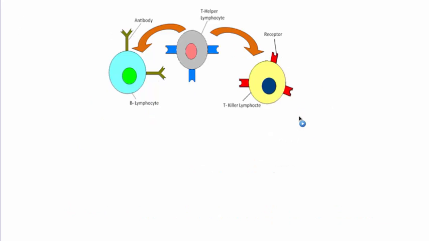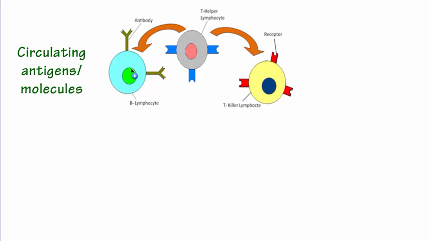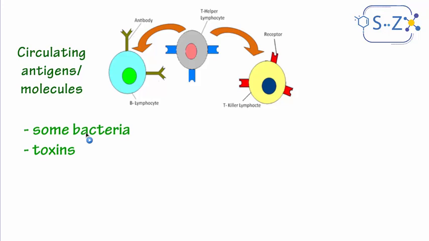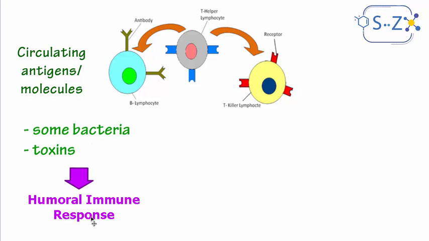What is the criterion? First, if the antigen is a circulating antigen or a molecular antigen, the T helper lymphocyte will activate the B lymphocyte. What do we mean by circulating antigen or molecules? For example, some types of bacteria, toxins, etc. And in this case, when the T helper lymphocyte activates the B lymphocyte, a humoral immune response takes place, which is one type of specific immune response.